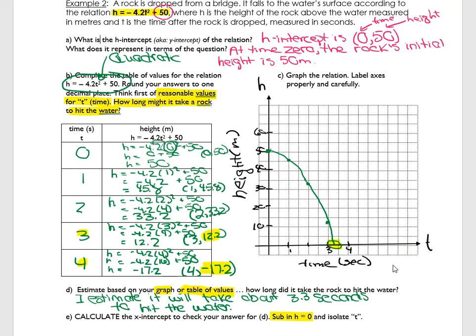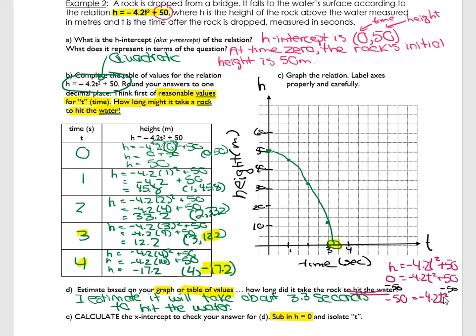My original equation is h equals negative 4.2 t squared plus 50. But I know that the height has to be 0 to find out when it hit the water. The height is 0. So negative 4.2, I don't know what t is, so that's what I'm trying to find out. So we're going to isolate t. First thing I'm going to do is subtract 50 from both sides. That gives me negative 50 equals negative 4.2 t squared.